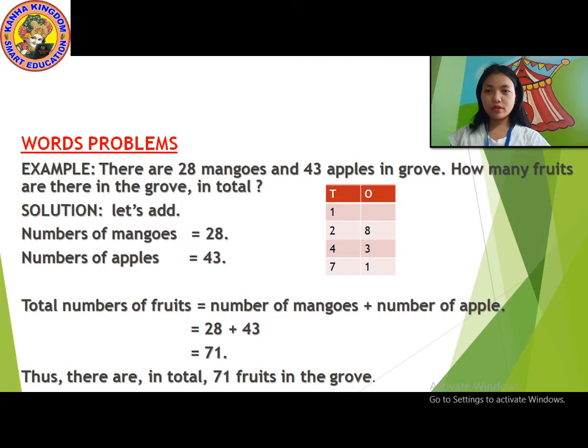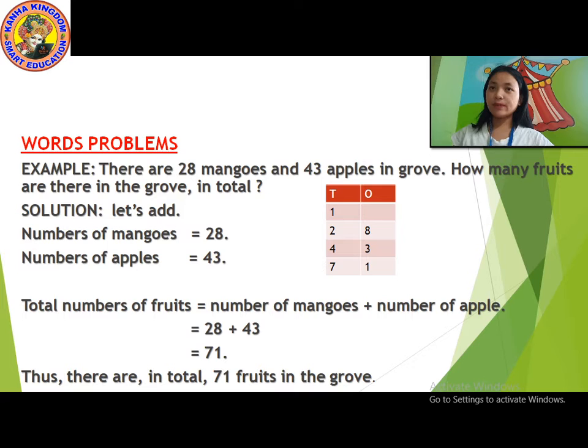Now we are going to solve one word problem. Okay student, now there are 28 mangoes and 43 apples in a group. And what do you mean by group? Group means a piece of enclosed land, a piece of enclosed land planted with fruit trees.